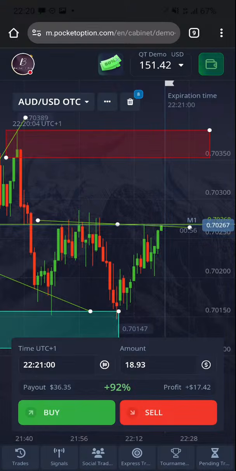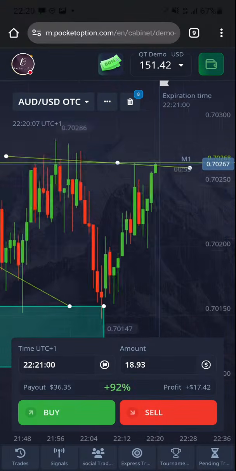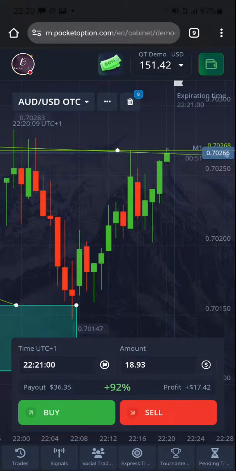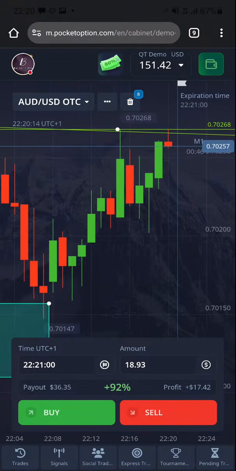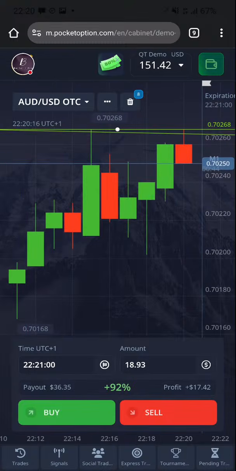This is a level, but I don't trust this level right here. So I'm not going to take any trade, because any attempt to go with the sellers here, the buyers may just come in and push the price up. But look at this. We have 1, 2, 3, 4. We have 1, 2, 3.